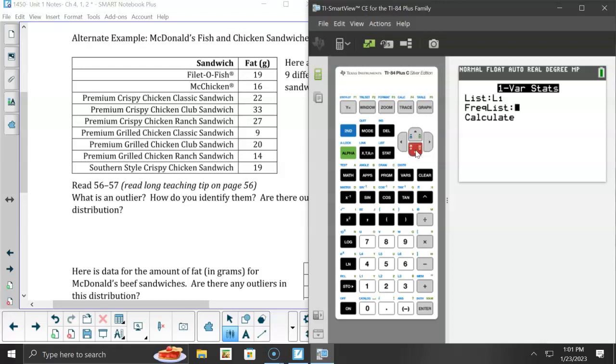All right, so easiest thing ever, just go down to calculate because everything's in list 1. Notice it gives me a whole bunch of different information. The first one is X bar, which is what? Sample average. So the average fat content for these 9 sandwiches is right around 20 grams of fat.